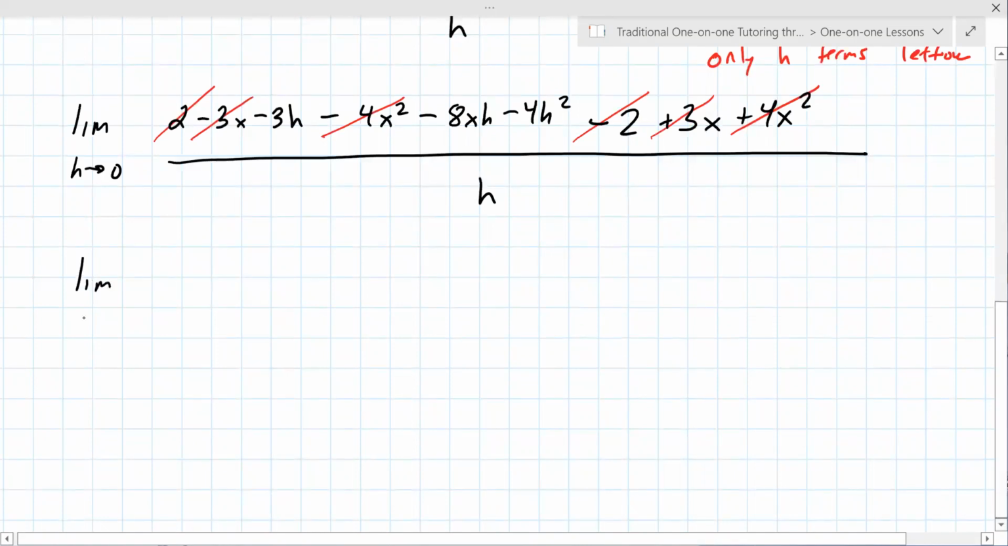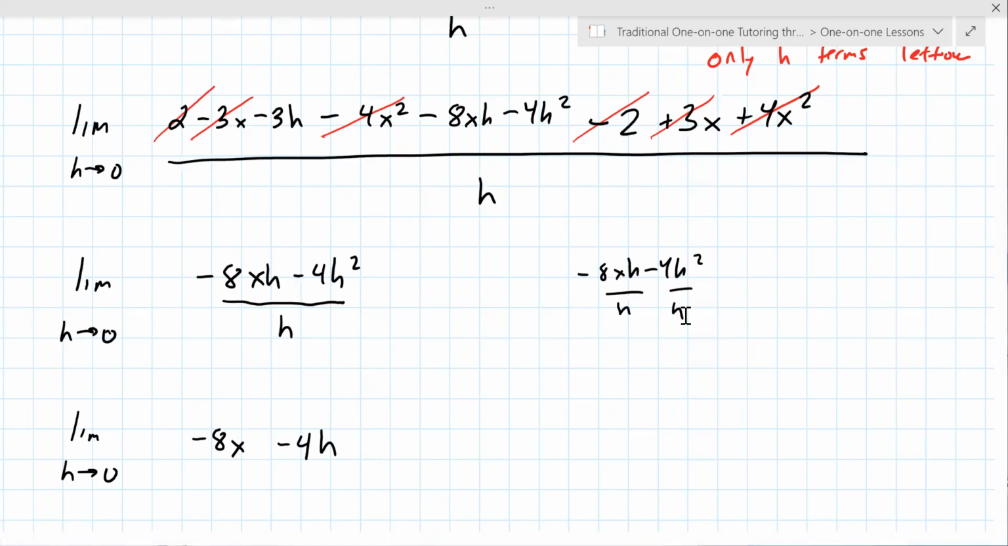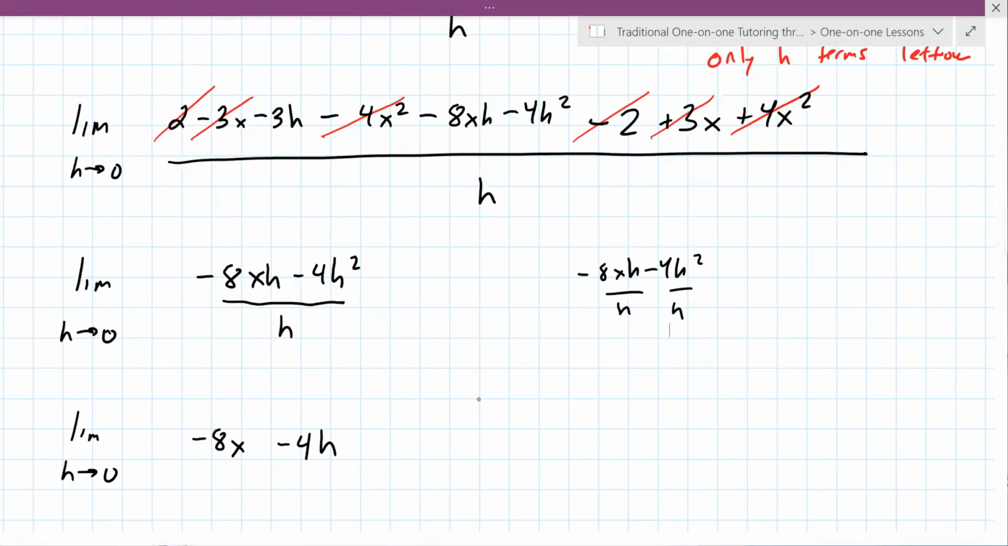So you come down here: limit as h goes to 0, minus 8xh minus 4h squared all over h. And then you have to divide both of these by h. So it becomes minus 8x minus 4h. And it's up to you. I think this is too much to show, but it's up to you if you think you need to do that.